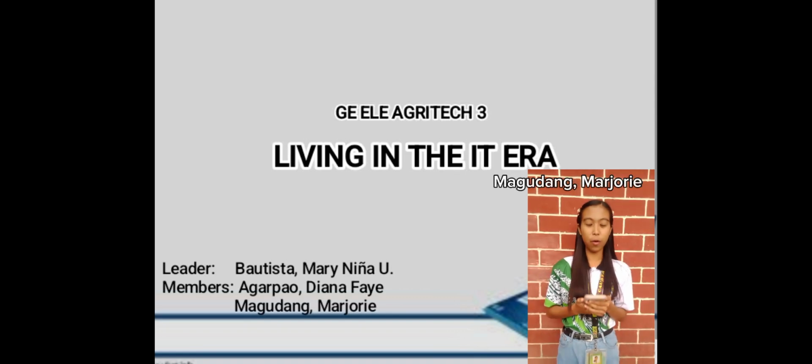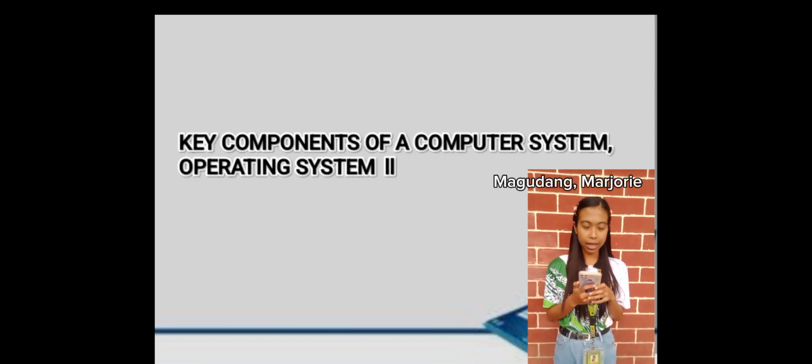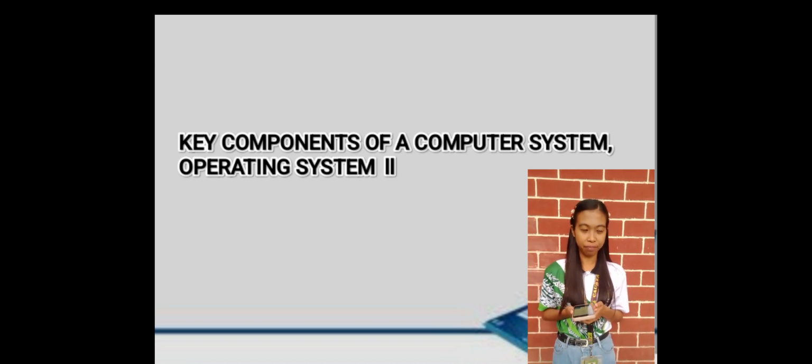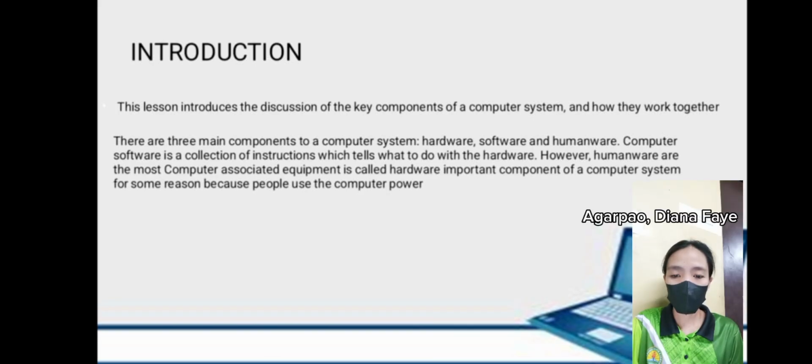Everyone, we are going to discuss Chapter 3, the key components of a computer system, operating system. This lesson introduced the discussion of the key components of a computer system and how they work together. There are three main components to a computer system: hardware, software, and humanware.